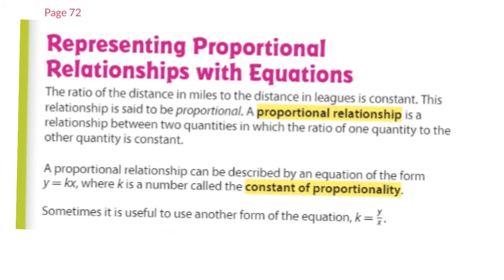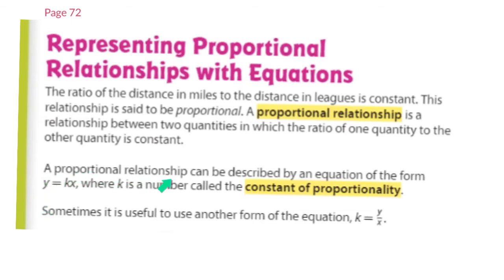All right, on page 72, representing proportional relationships with equations. The ratio of the distance in miles to the distance in leagues is constant. Remember, it was 3 over 1 all the time. The relationship is said to be proportional. So if it's constant, it's proportional. A proportional relationship is a relationship between two quantities. In that case, we had miles and leagues, in which the ratio of one quantity to the other quantity is constant. And those were all constant. They were 3 to 1.